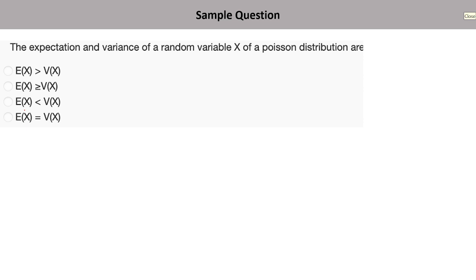Okay, so the next question is: the expectation and variance of a random variable x of a Poisson distribution are.